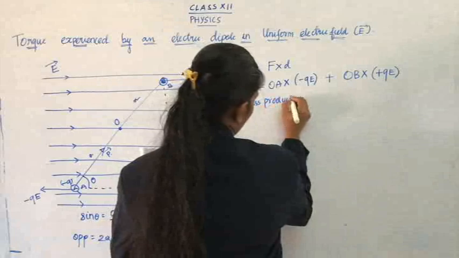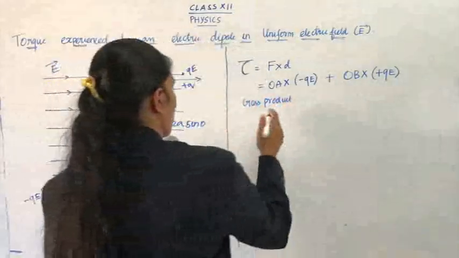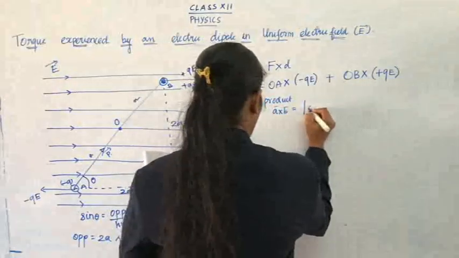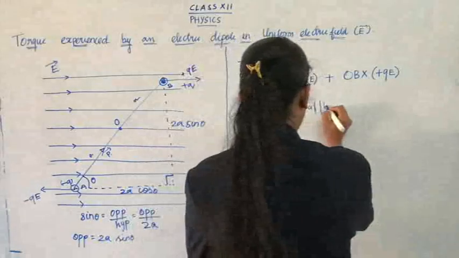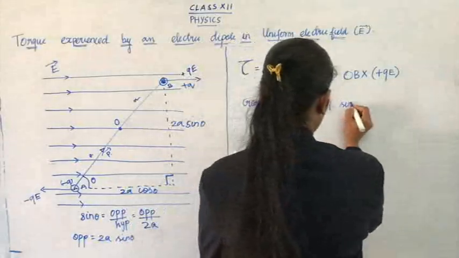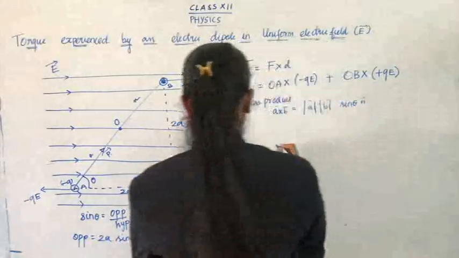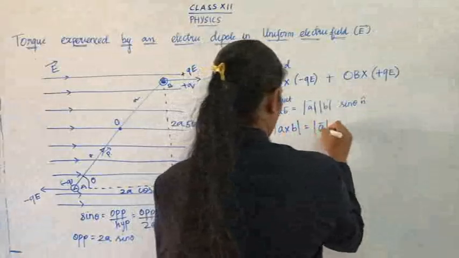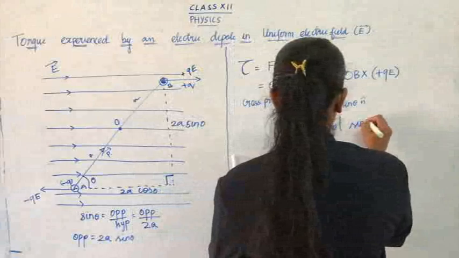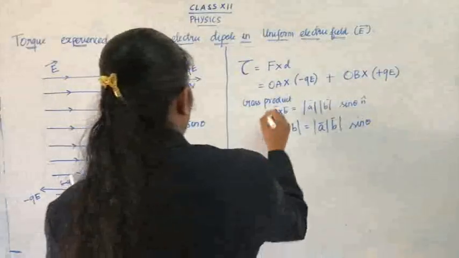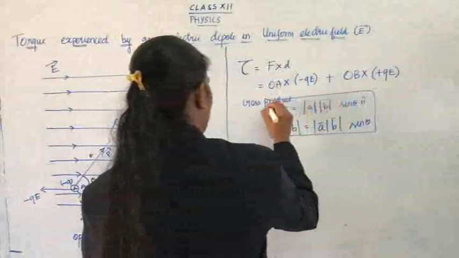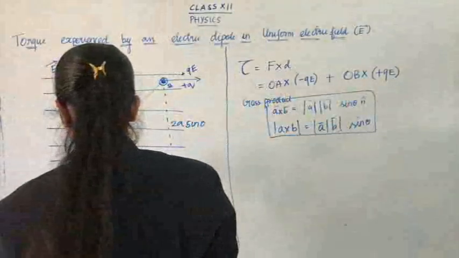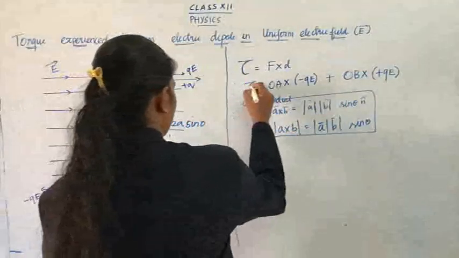This cross product vector you already studied in your 11th standard. In a cross product, A vector cross B vector equals mod A mod B sin theta n cap. In magnitude, it becomes A B sin theta. So this is the vector product. Now write it on the side. Now you apply this formula in this tau.